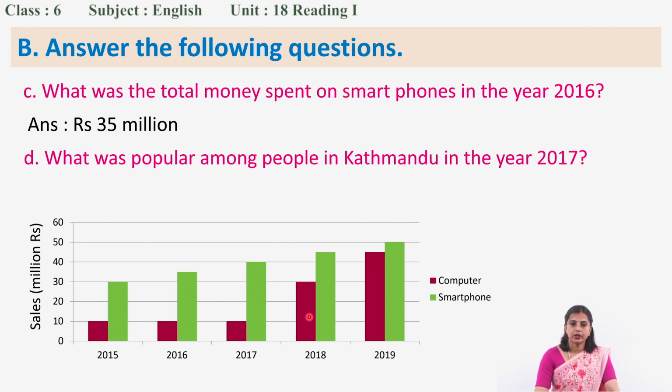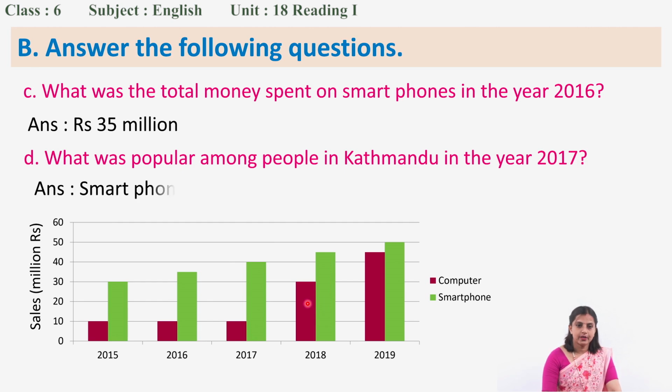What was popular in 2017? Here you see what was popular, computer or smartphones? Good, it was smartphone. So smartphones were popular in Kathmandu. Yes, smartphones were popular among people in Kathmandu in the year 2017.